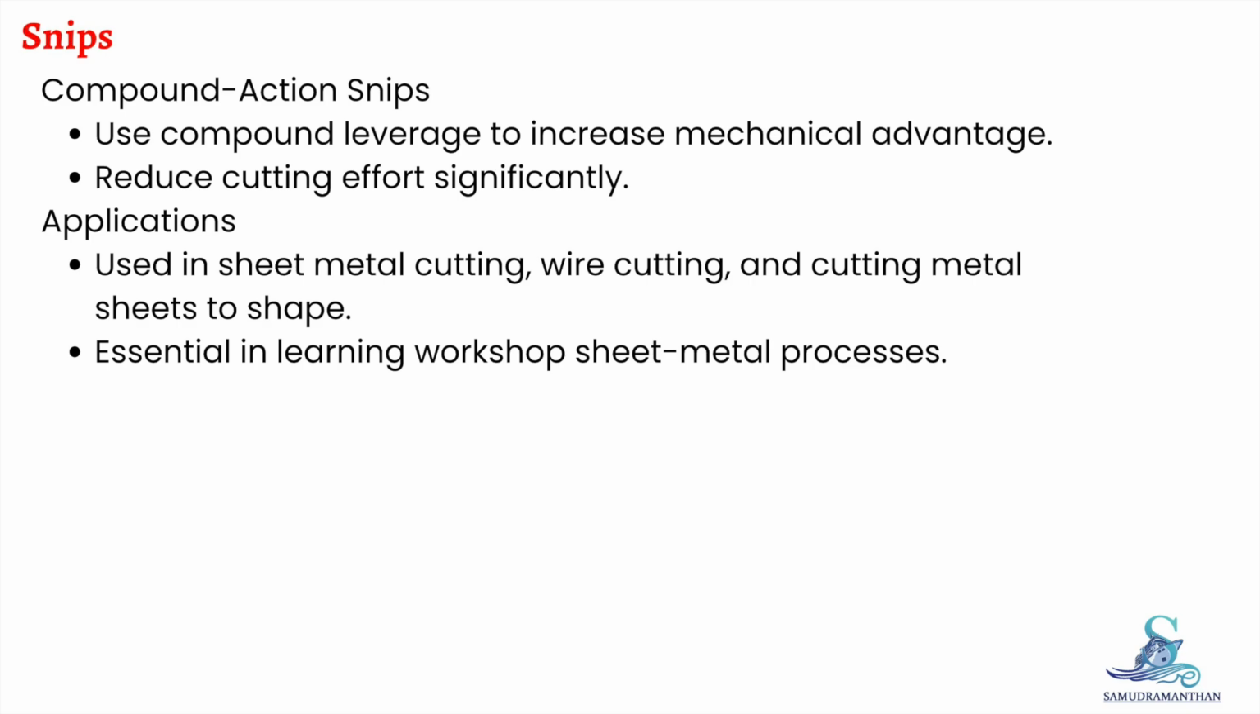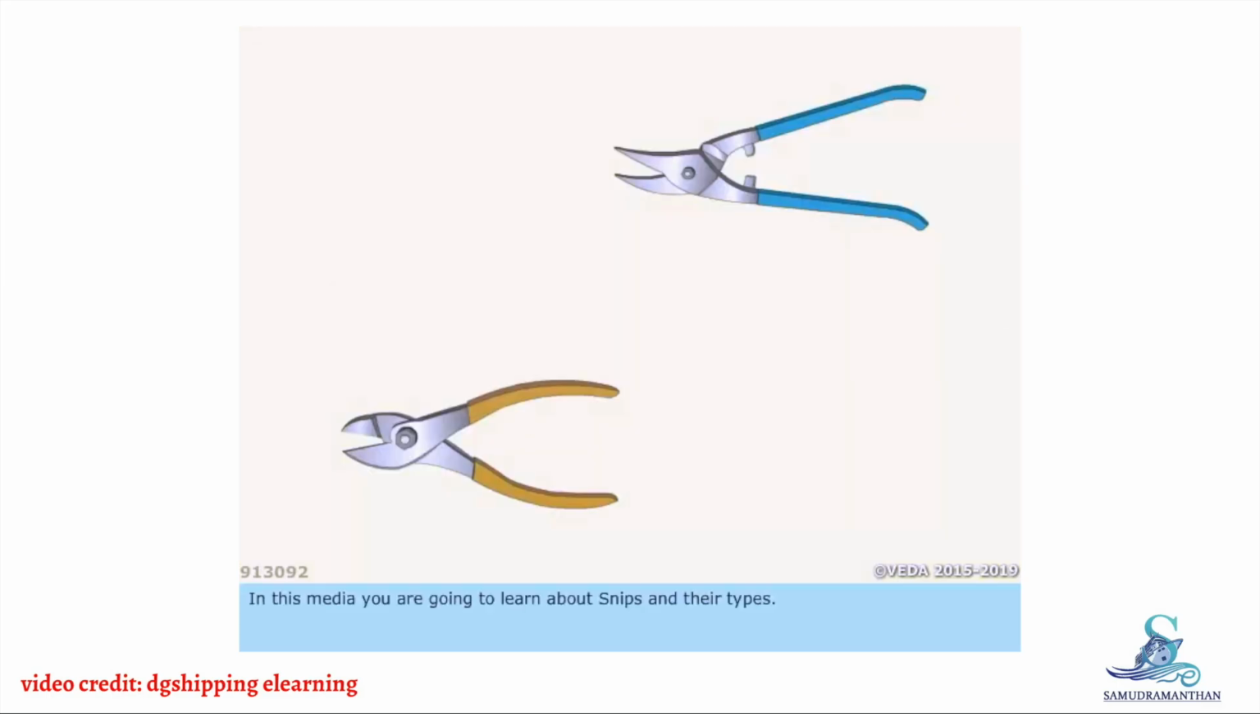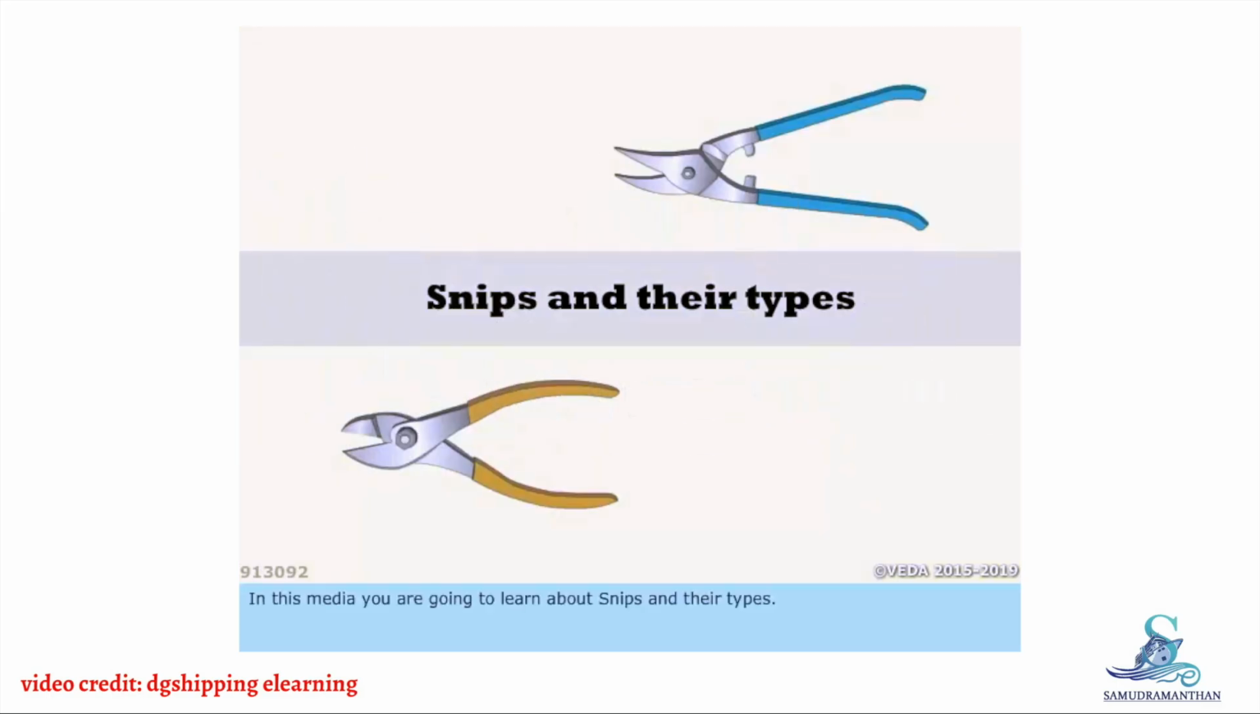There are also compound action snips which use a compound leverage system to increase mechanical advantage and reduce effort while cutting. Snips are widely used for sheet metal cutting, wire cutting and shaping metallic sheets inside workshop floors. Here I am adding a small clip related to snip. Have a look. In this media, you are going to learn about snips and their types.